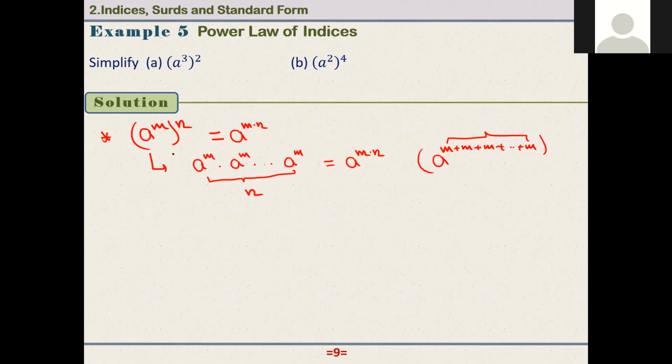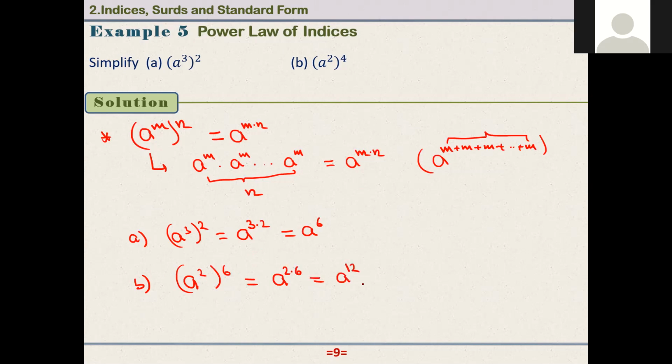Okay, using this, the first one is a cubed squared, that's equal to a to the power 3 times 2 equals a to the power 6. That is how you have to do this. In real life, of course, we can do this mentally, but in the exam, you need to show your steps like this. How about here, a squared to the power 6? That's equal to a to the power 2 times 6, a to the power 12.